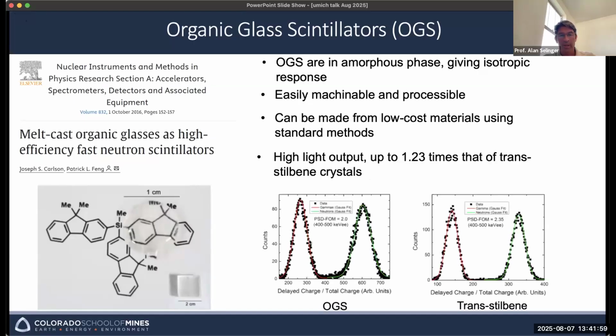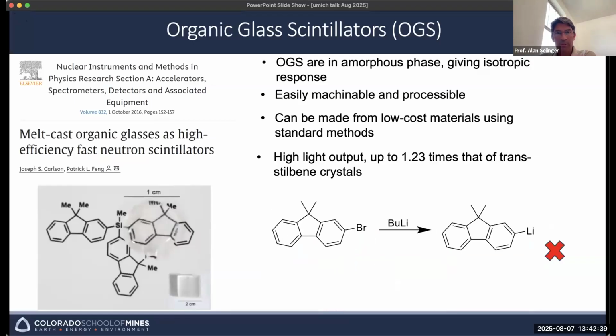So now the way that they're plotting these is different than I showed before. Instead of using it on the vertical axis, they're using it here. And basically, they're showing you now PSD values of 2.3. Remember, I was showing you ours were about 1.5, 1.6. So these are much better, and they're much better at just discriminating between the neutrons and the gammas. And so here is the OGS compared to trans-stilbene. So at the time of this paper, not as good, but now I think they are much better.